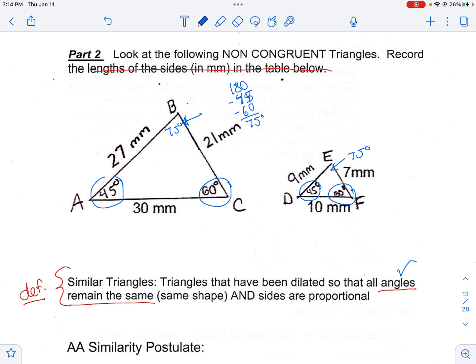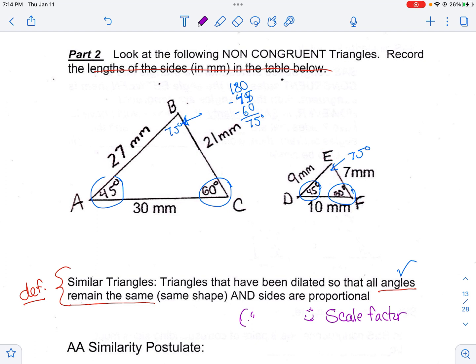The next thing we need to see is, are the sides proportional? That means we have to have used the same scale factor. Remember, the scale factor is the number that we're multiplying by. I apologize here, my pen seems to be going out a little bit. Okay, so scale factor.